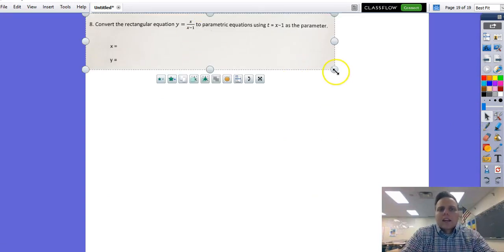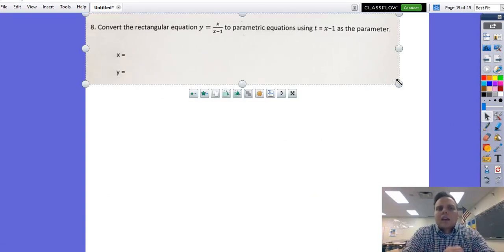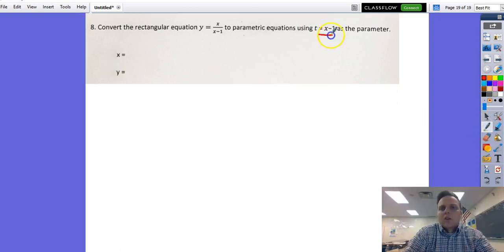Okay, convert the rectangular equation y equals x over x minus 1 to parametric equations using t equals x minus 1 as the parameter. And then it says x equals, y equals. So it wants us to get an x equals equation and a y equals equation. Right here I can get my x equation. If t equals x minus 1, I can rewrite this by adding 1 to both sides. So x is equal to t plus 1.